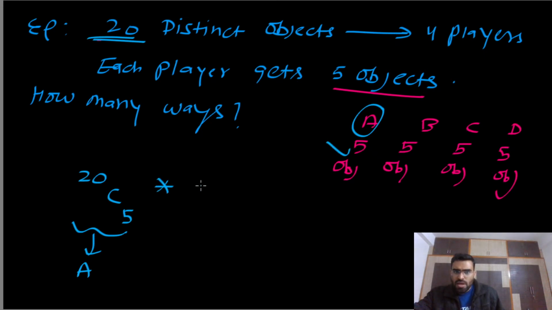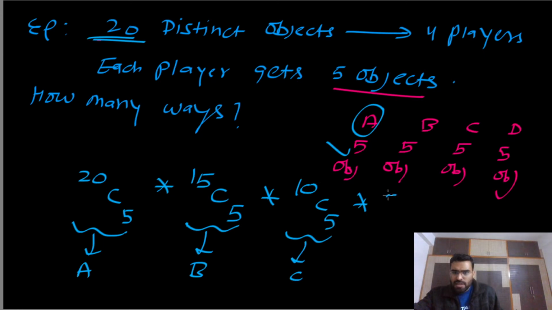Now from the remaining 15 objects, I can select 5 objects and give them to B. From the remaining 10 objects, I can select 5 objects and give them to C. From the remaining 5 objects, I can select all 5 and give them to D. That's it. So this is your answer.